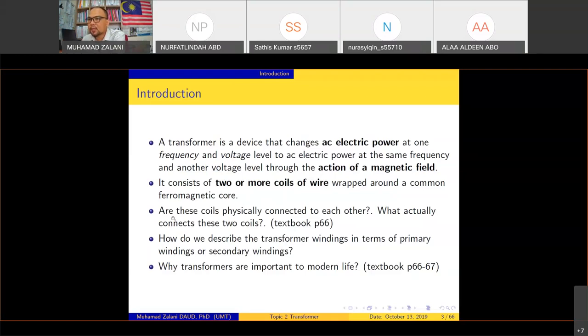So there are some questions here, point third, fourth, and fifth. Are these coils physically connected to each other? What actually connects these two coils? Basically, we have windings or coils wound around the core, but these coils are actually not connected to each other. We don't have a wire connecting the coils. So basically, this is not connected.